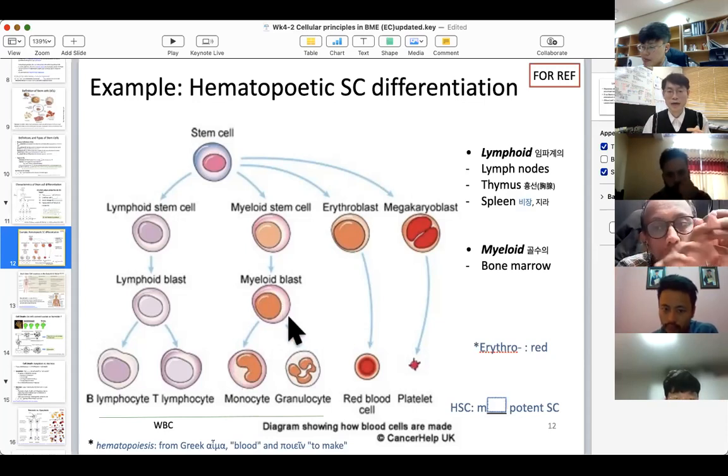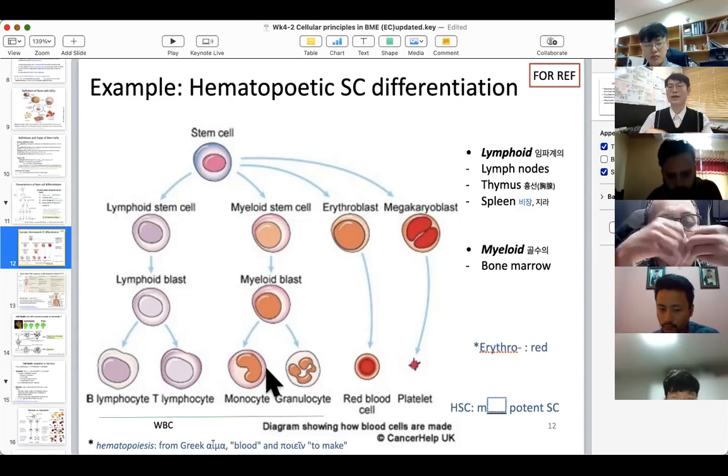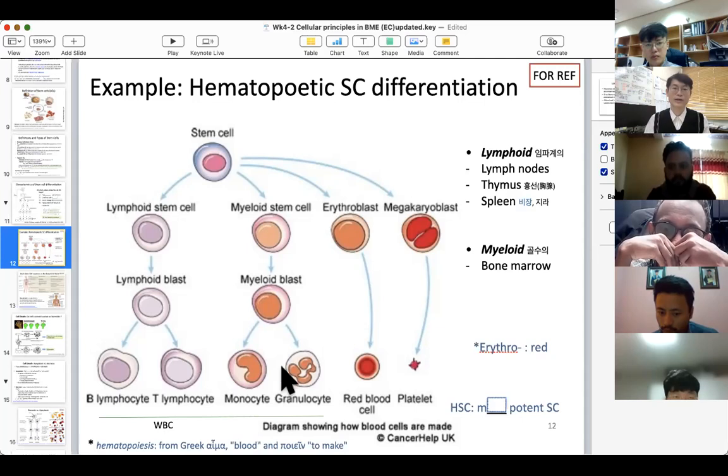And the other type of myeloid are granulocytes. You see inside, even the nucleus looks lobular, and there are granules. They sometimes have to kill the nearby cells or intruders.